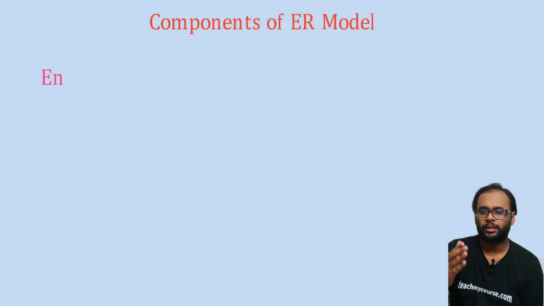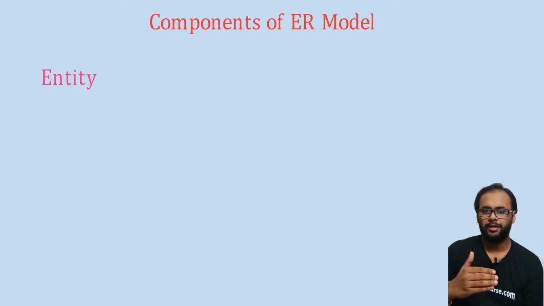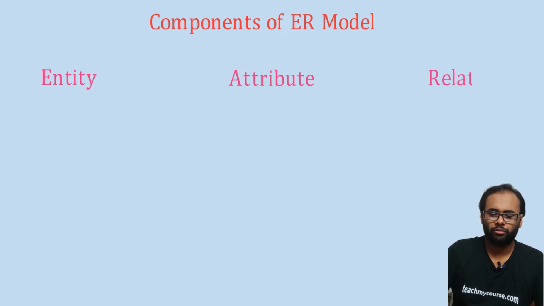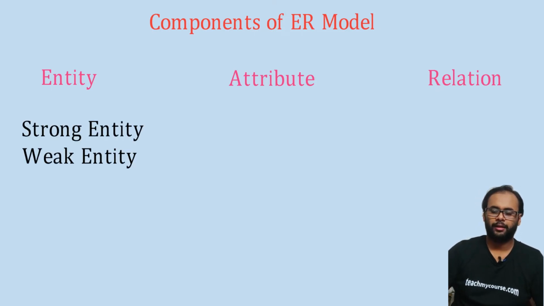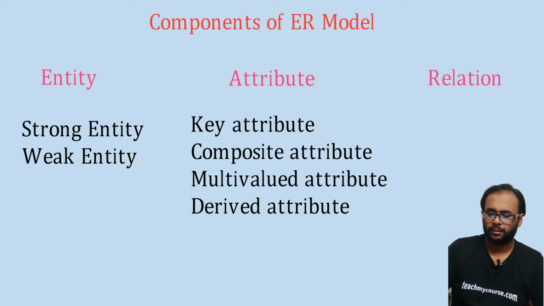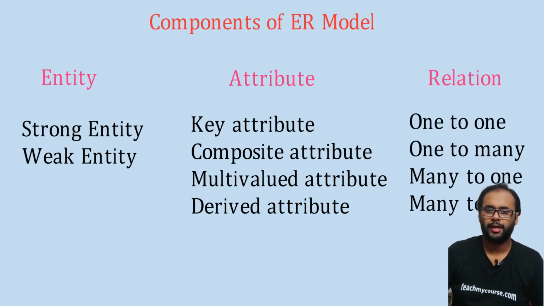What are the components of the ER model? These are entity, attribute and relation. Okay. So entity can be of two types, strong entity and weak entity. Attribute can be of different types like key attributes, composite attribute, multi-valued attribute, derived attribute. Similarly, relations can be one to one, one to many, many to one and many to many.